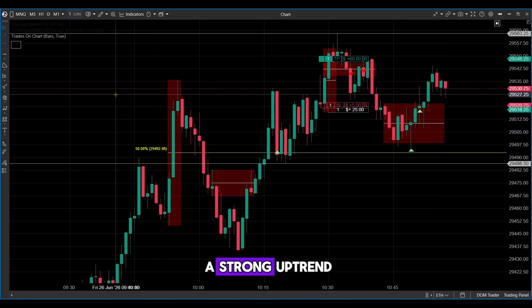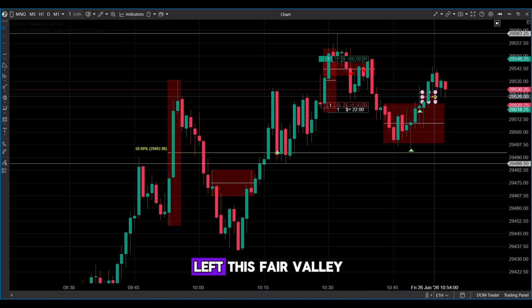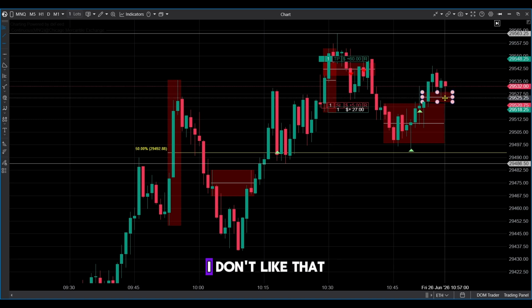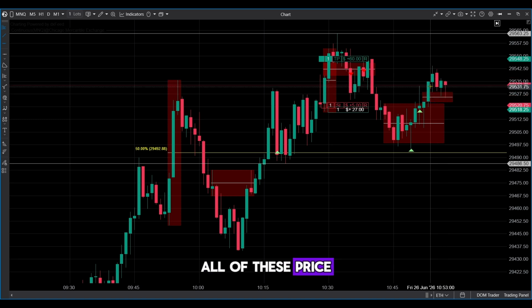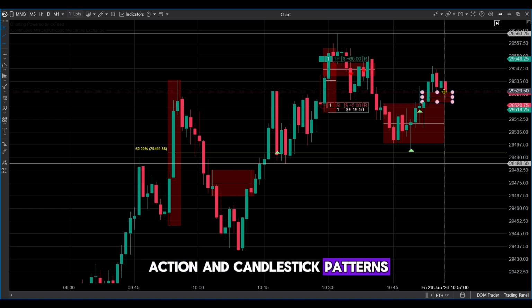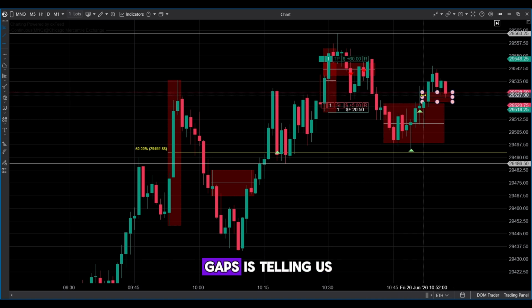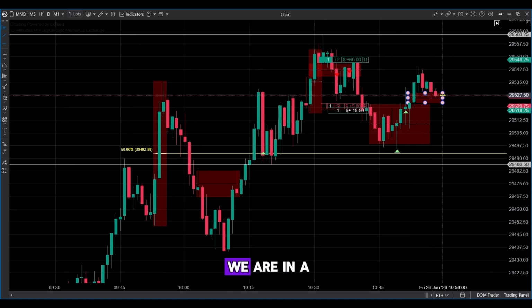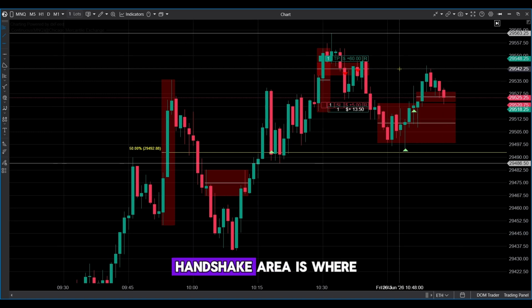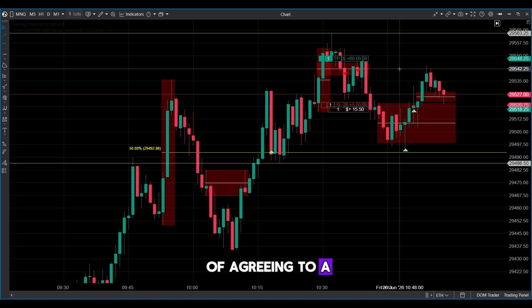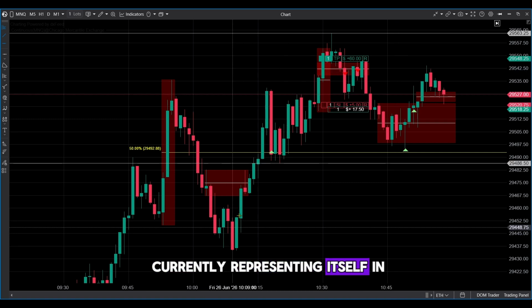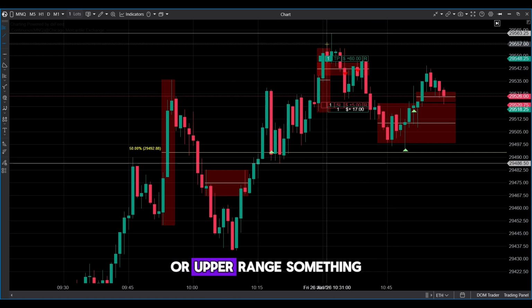If we were in a strong uptrend, the price should have left this fair value gap empty, but it tailed into it twice. I don't like that. All of these price action and candlestick patterns, bull and bear trap and fair value gaps, are telling us we are consolidating and we are in a handshake area. Handshake area is where bulls and bears and institutions are kind of agreeing to a fair price, and the fair price currently representing itself in this range or upper range.